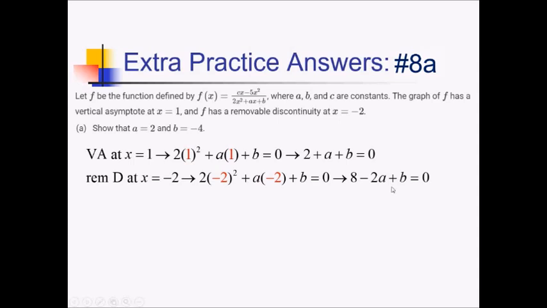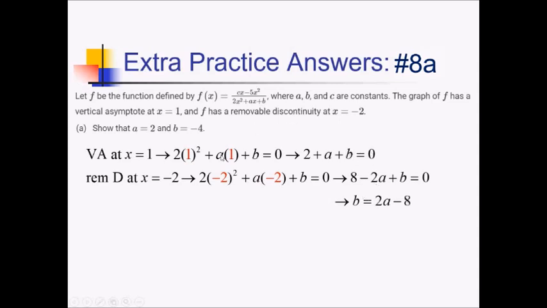One thing that would be pretty easy to do here is just isolate b. So let me just subtract 8 and add 2a to the other side. So b then is equivalent to 2a minus 8. And then I've got another equation here with a b in it. Let me replace this b with 2a minus 8.